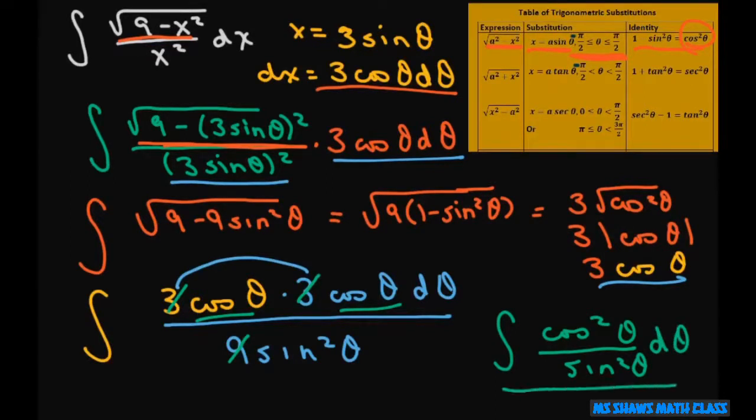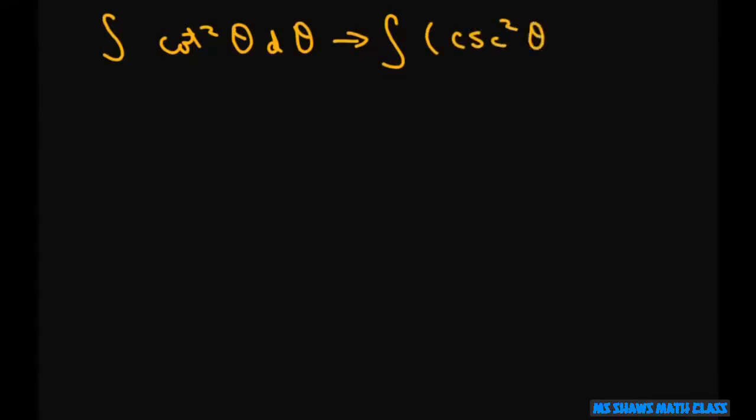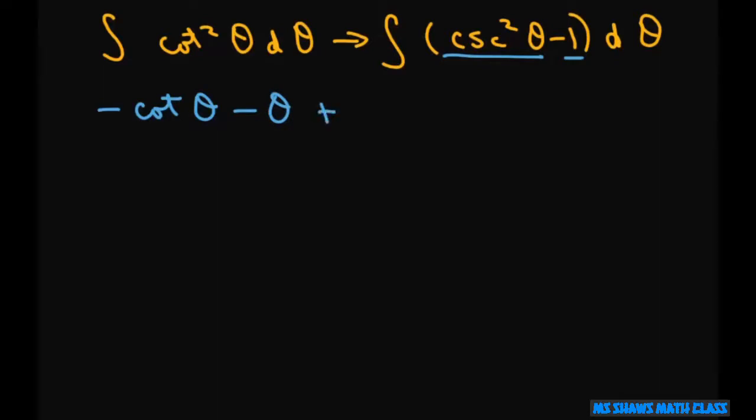Now this equals cotangent. So let's look at that. When you do cosine squared over sine squared, that's going to end up being cotangent squared theta d theta. Now we're going to use our identities and write this so we can take the antiderivative as cosecant squared of theta minus 1 d theta. Now when you integrate this, the antiderivative of cosecant squared is negative cotangent, and then minus the 1, so that's going to be minus theta plus c.